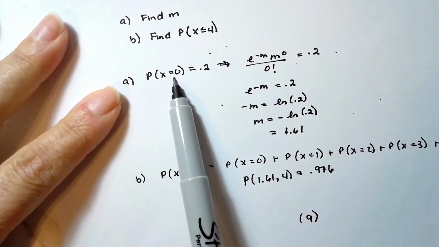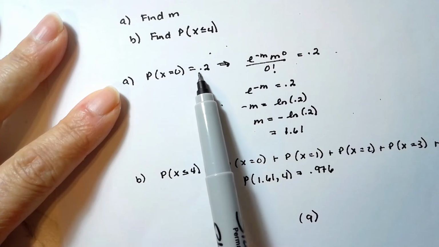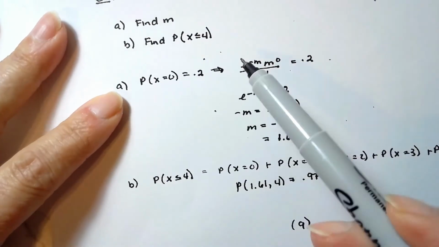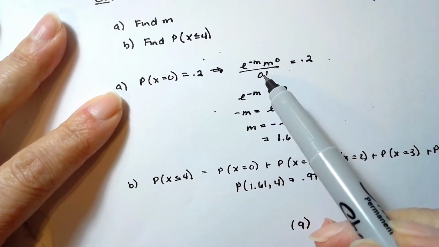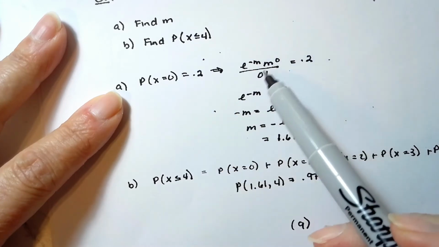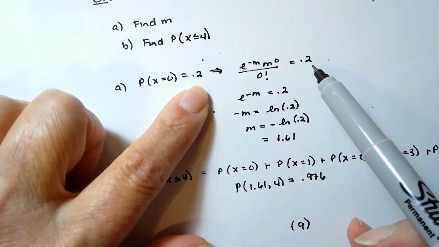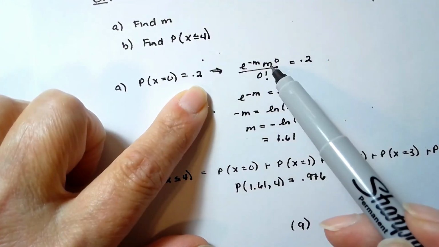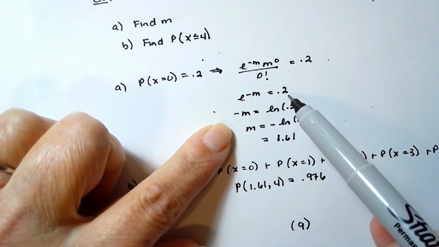So the probability that x equals 0 is 0.2. All I have to do is say, well, this is e to the negative m times m to the 0 over 0 factorial. In other words, whatever x value I want to figure out, I'm plugging in for x in the formula, and I set it equal to 0.2, right? This is a 1, this is a 1, so I'm left with e to the negative m equals 0.2.